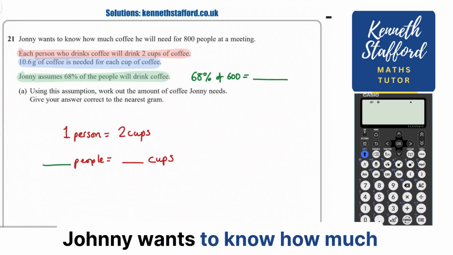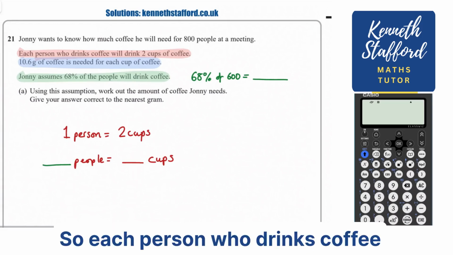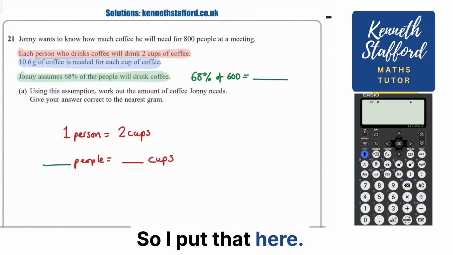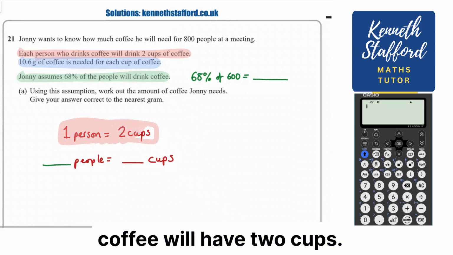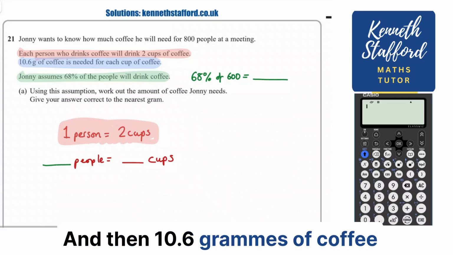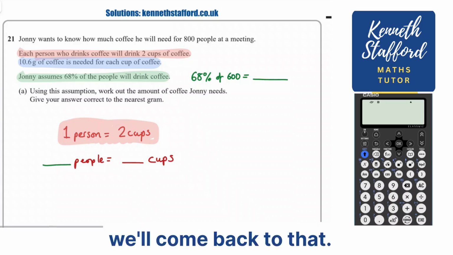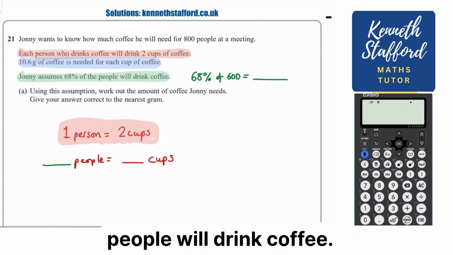So we need to know, Johnny wants to know how much coffee he will need for 800 people at a meeting. So each person who drinks coffee will drink 2 cups of coffee. So I've put that here. One person who drinks coffee will have 2 cups. And then 10.6 grams of coffee is needed for each cup of coffee. Okay, we'll come back to that.